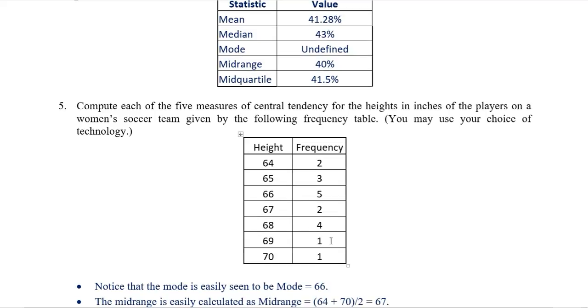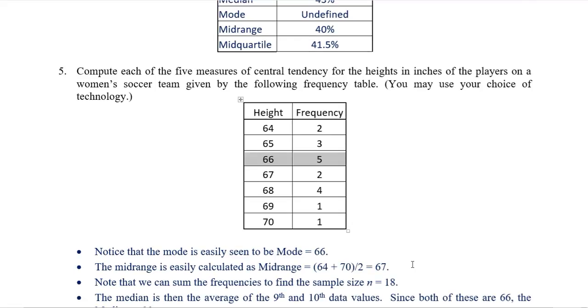So we can easily see the mode. It's just the one that occurs the most often, the highest frequency, that's 66. The mid-range is also pretty easy to calculate because there's the maximum and there's the minimum. So we just add 64 plus 70 divided by 2, we get 67.